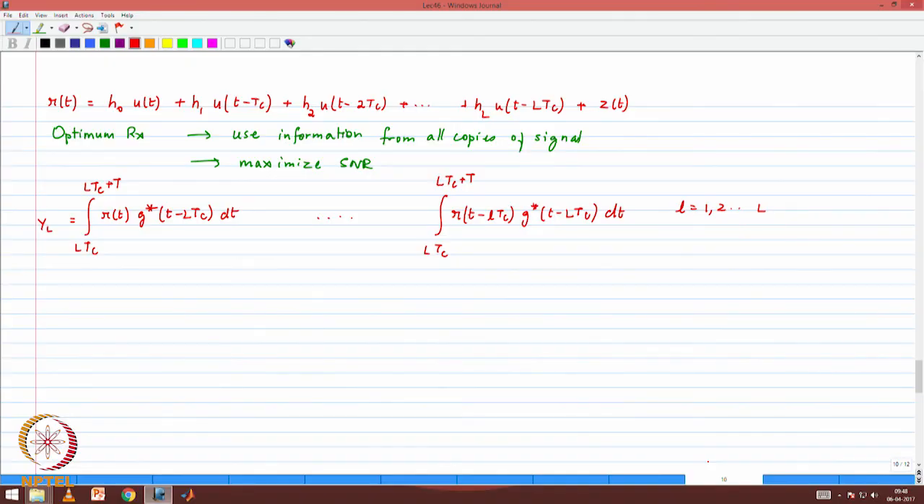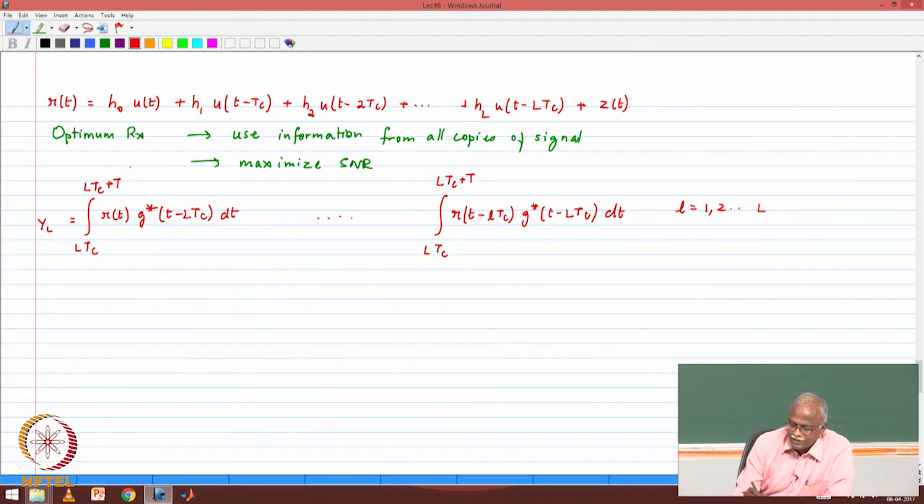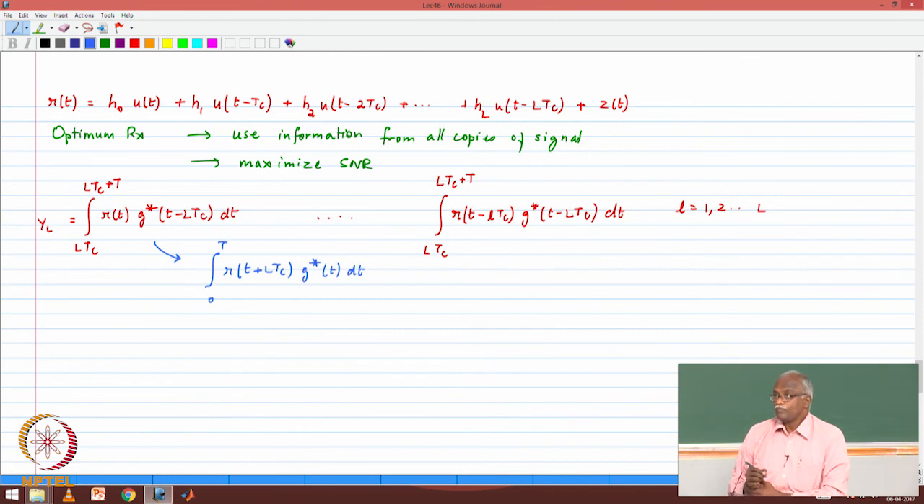Okay, so let me just write one term. In the interest of time, I want you to try writing the rest of it. So this expression can also be equivalently represented as the integral from 0 to T of R of t plus LTC times g star of t dt. Actually, this is a much nicer form for us to work with because, intuitively, we like to integrate from 0 to T.